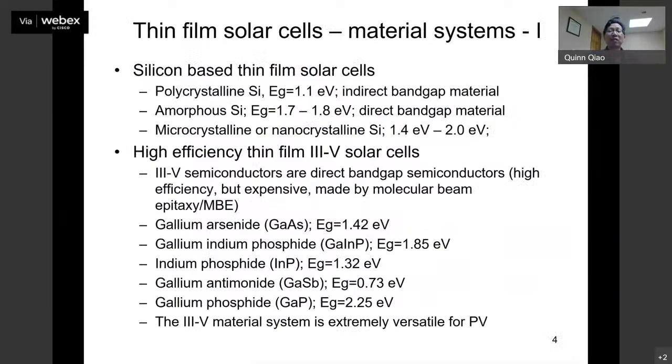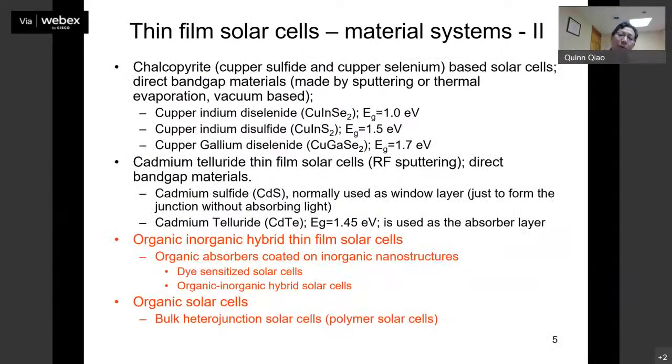And then here shows a bunch of different materials. For silicon, you can have polycrystalline silicon, with a band gap of 1.1. If you use amorphous silicon, 1.7 to 1.8. Multicrystalline or nanocrystalline, you get 1.4 to 2. That's basically how you can tune the band gap. And then there's a bunch of different semiconductors, III-V. See, the band gap can be different, depending on your need. You can tune the band gap easily. And the same thing with more materials here, you tune the band gap.